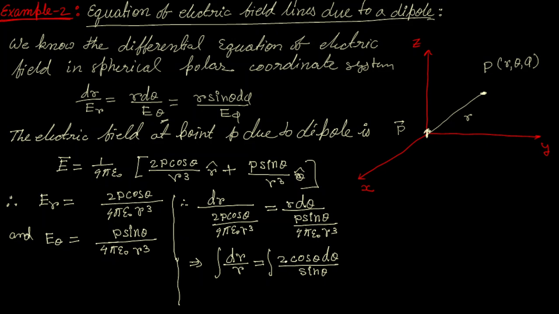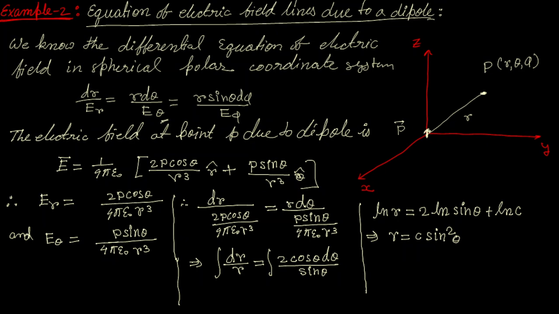So we can simply integrate this equation. When you take the integration of this equation, we'll get ln r equals 2 ln sin theta plus some integration constant. Again, we can take it in terms of ln, so ln c. So from here, if we remove the log from both sides, we'll get r equals c sin square theta.